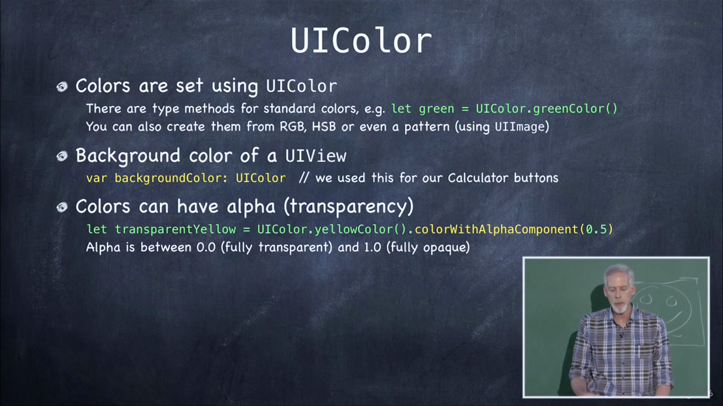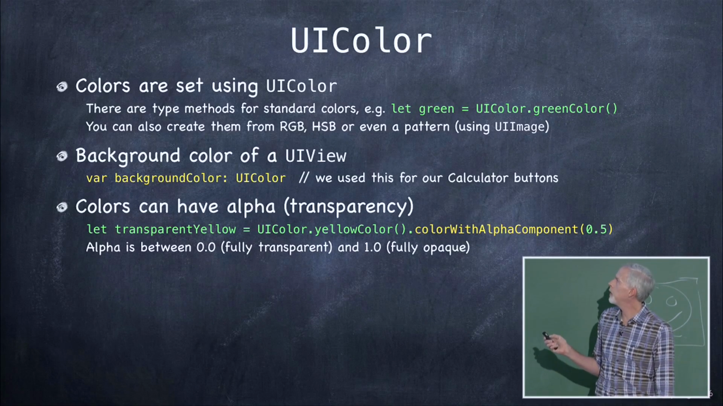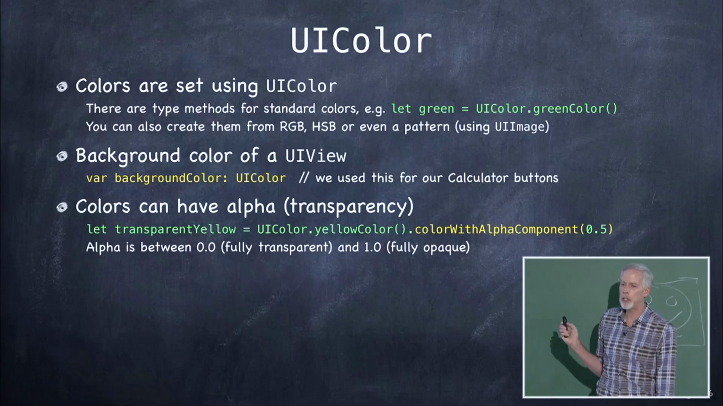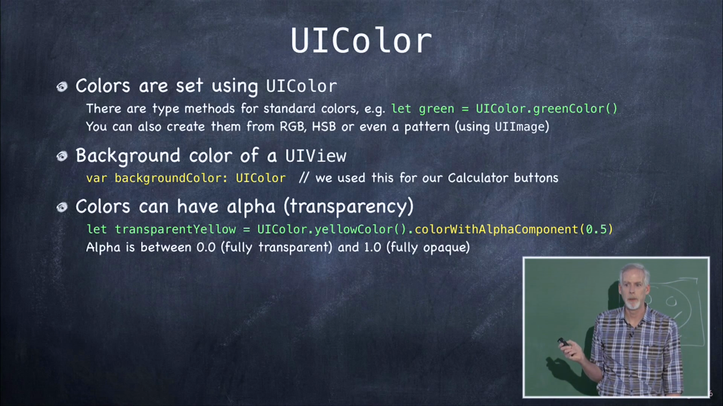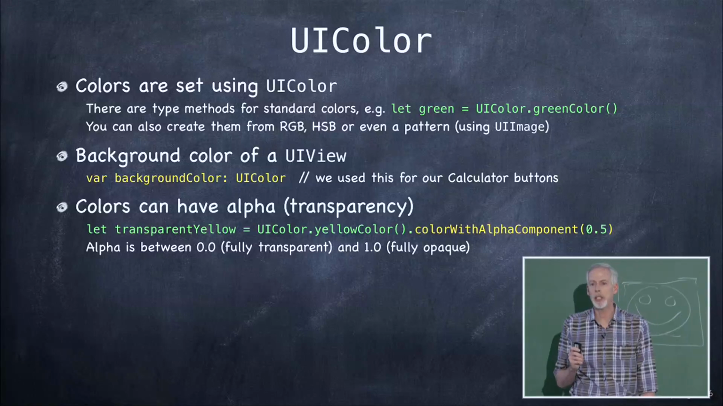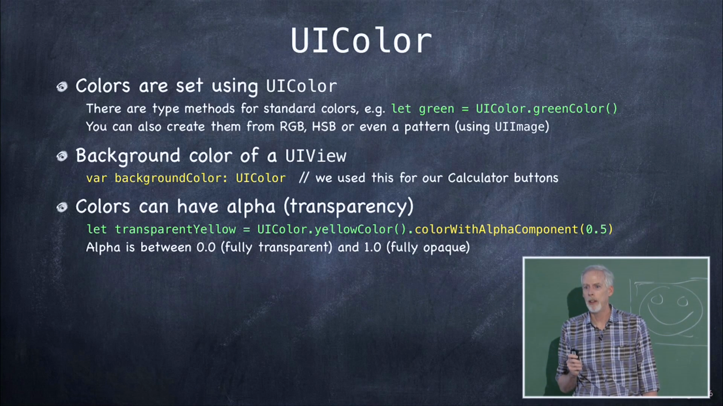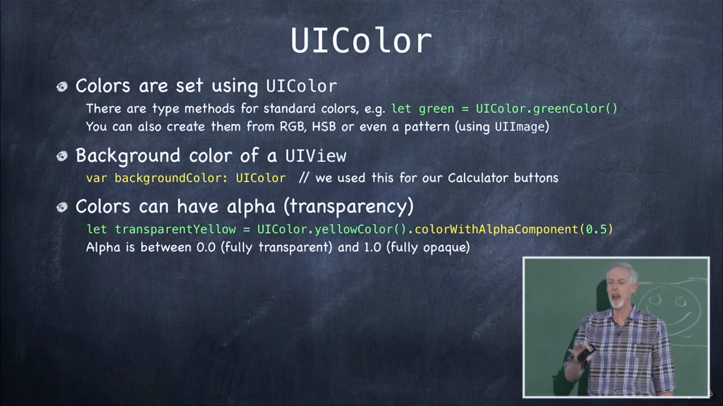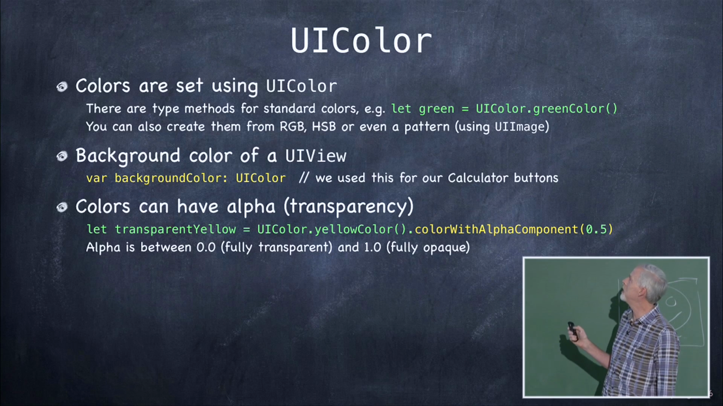That's called alpha. And you can create colors, like here's a yellow, by sending this message, color with alpha component. Is this a type method or an instance method? Raise your hand if you think it's a type method. Raise your hand if you think it's an instance method. Hardly anyone raised their hand for either of them. That's great. But the people who raised their hand for instance method, you are correct. This is an instance method.